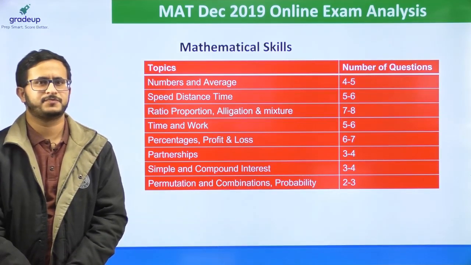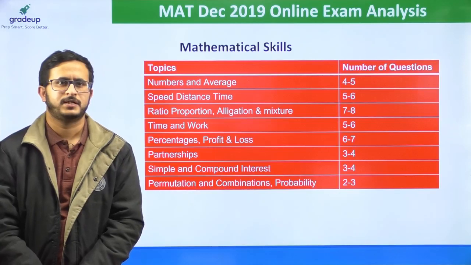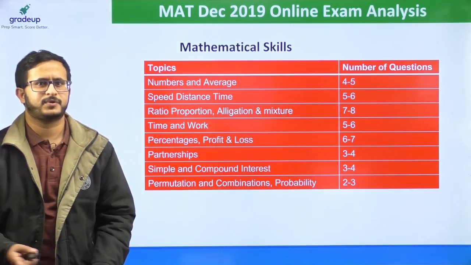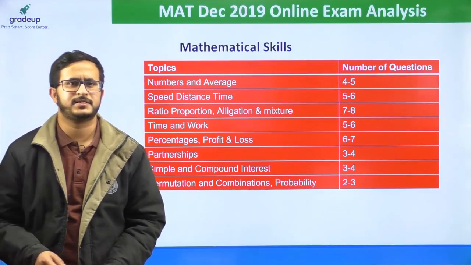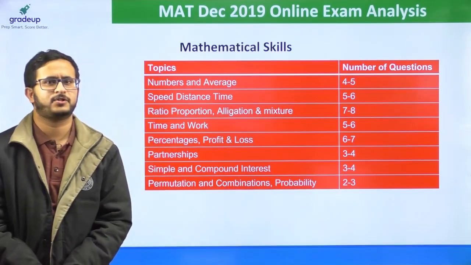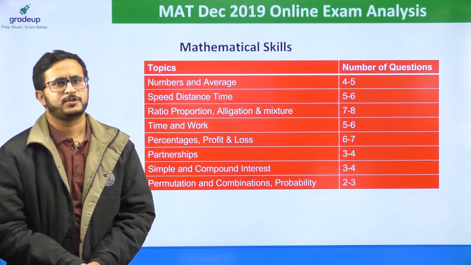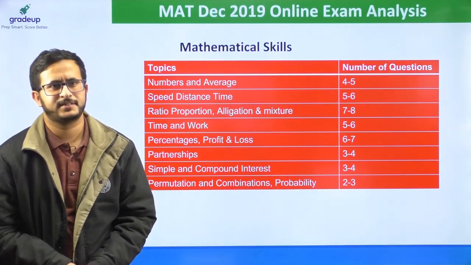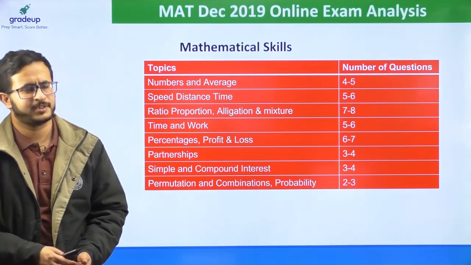Percentage, profit and loss was another topic which was asked in good numbers. Partnerships, then we had questions from simple and compound interest, as well as from permutation, combinations and probability. So questions were asked from all topics of mathematics, so it tested you on all topics.